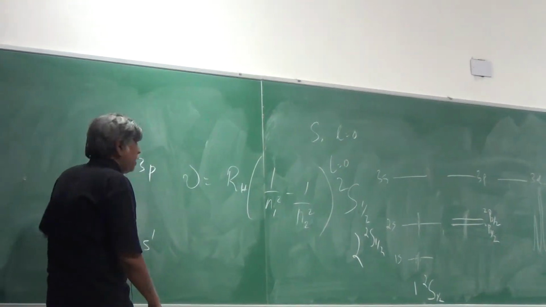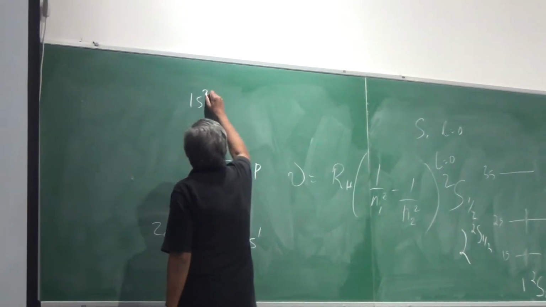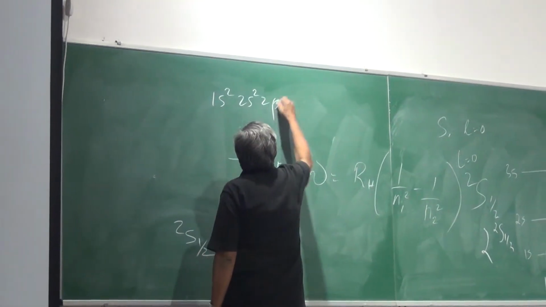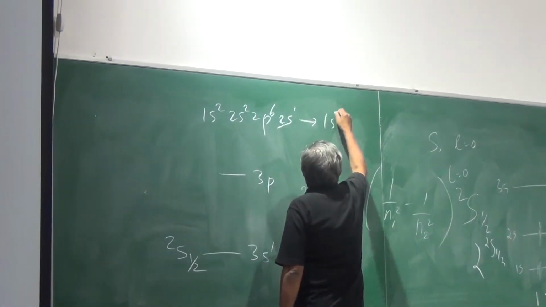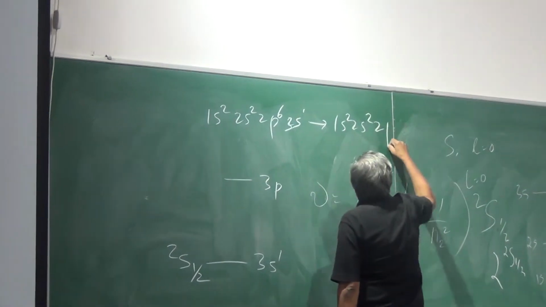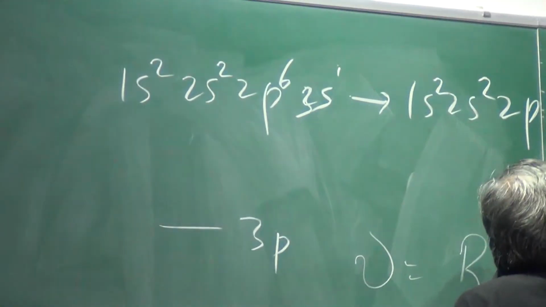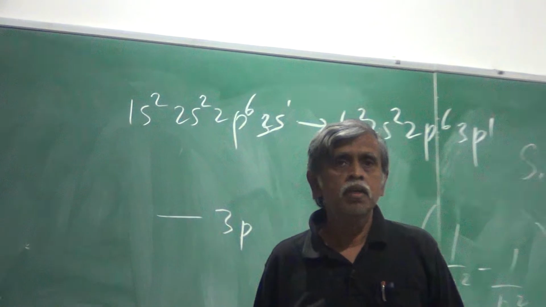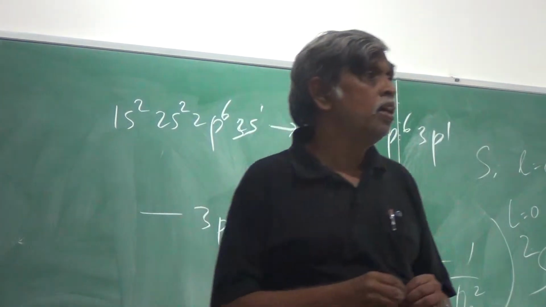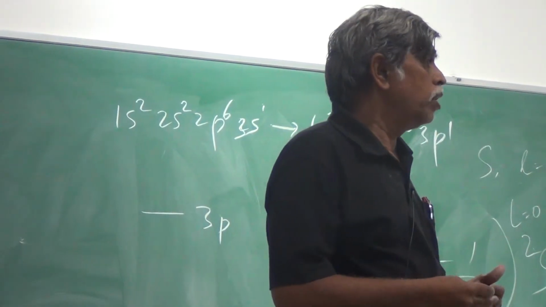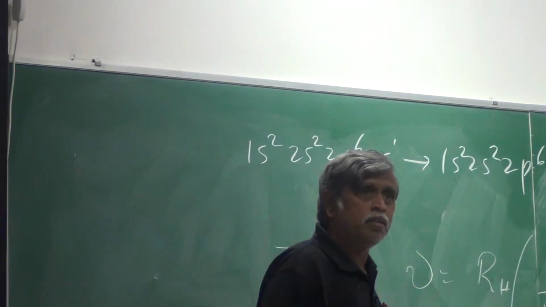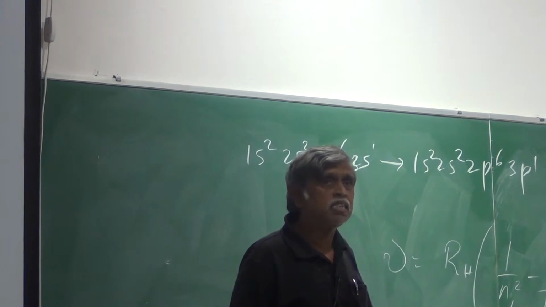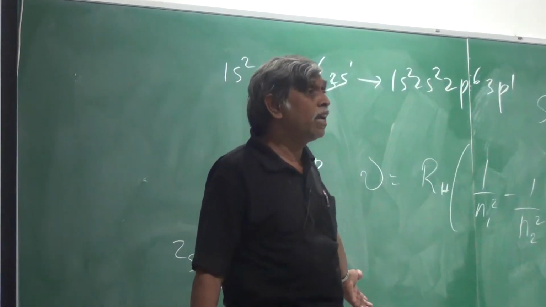The s electron from 3s has now become a p electron in a 3p orbital, and if that is the case, it should return to the 3s level after the excitation has been done, and therefore what you should be getting is this one line.